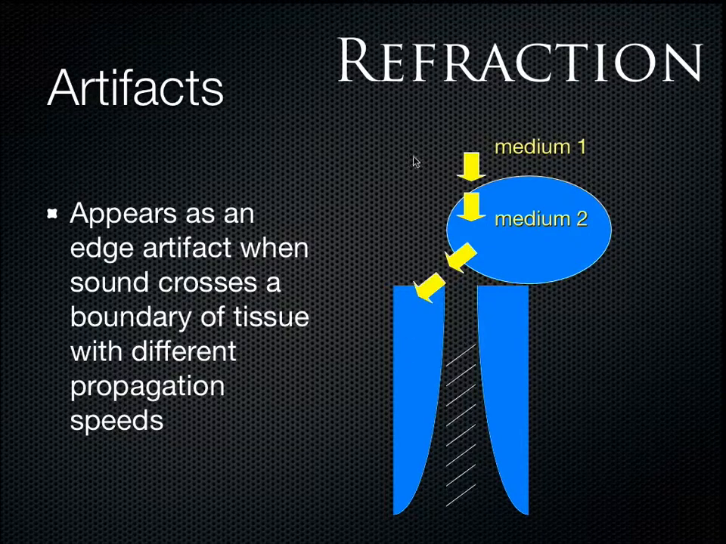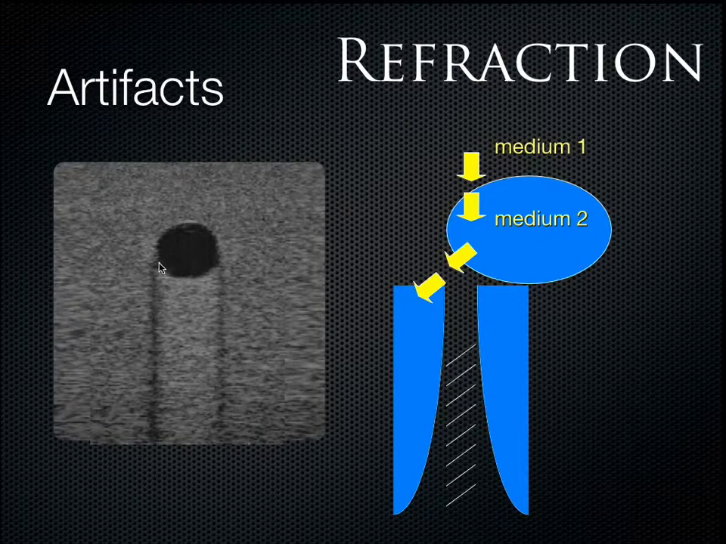Refraction is another type of artifact. Sound's coming from one medium into another medium, and then it gets redirected. And on the edge of that structure, you're going to see a shadow coming down. So that edge artifact is sometimes referred to as refraction. And we see that on the edges of structures like the bladder or the gallbladder. We'll see a shadow coming down on the edge of, in this case, a blood vessel. We see the shadow coming down here.